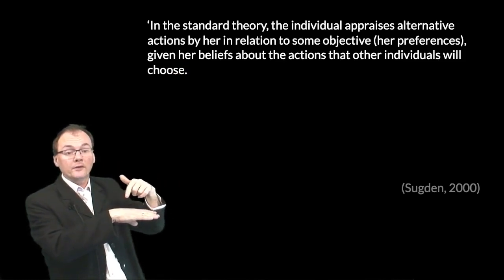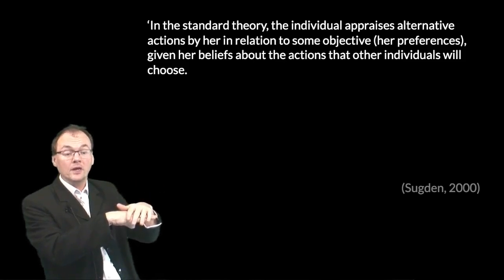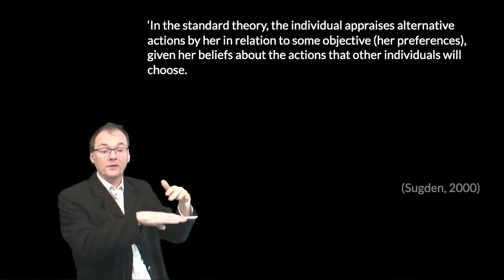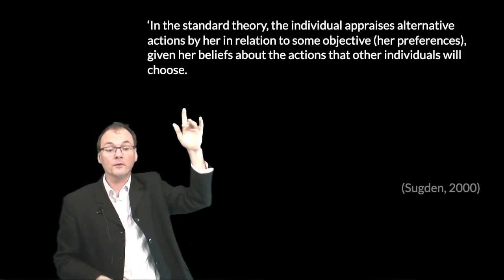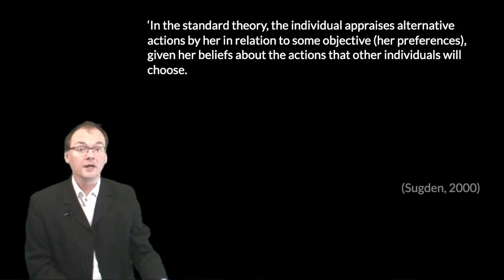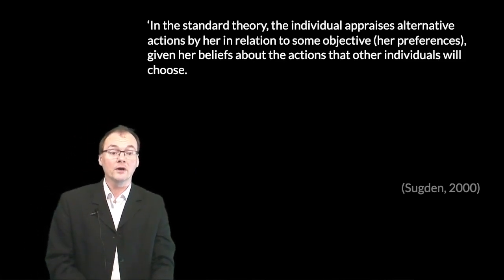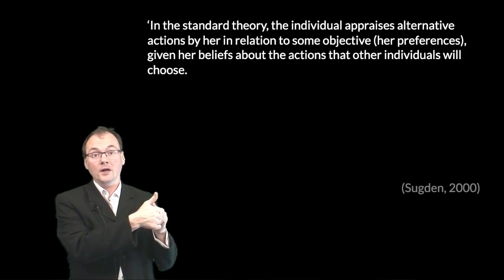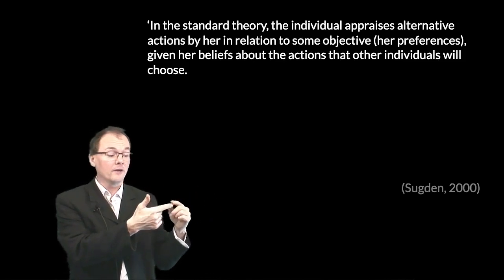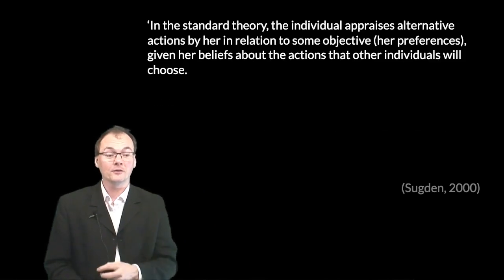The individual appraises the alternative actions in relation to her preferences, given her subjective probabilities, her beliefs about how likely the actions are to bring about different outcomes. So in other words, as you saw earlier, the idea is that each individual calculates expected utility and chooses the action with highest expected utility, where expected utility is a matter of your subjective probabilities. What do you think the actions are going to do? What consequences will they have? And your preferences among the various consequences of the actions.